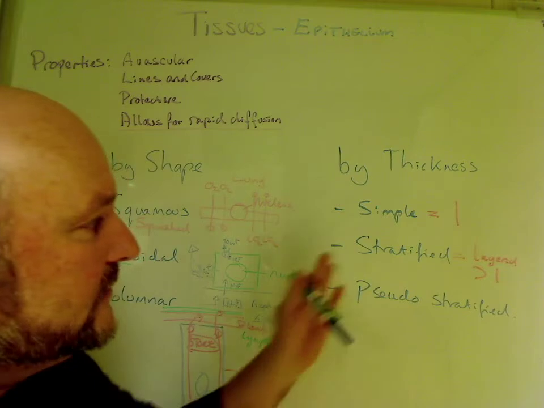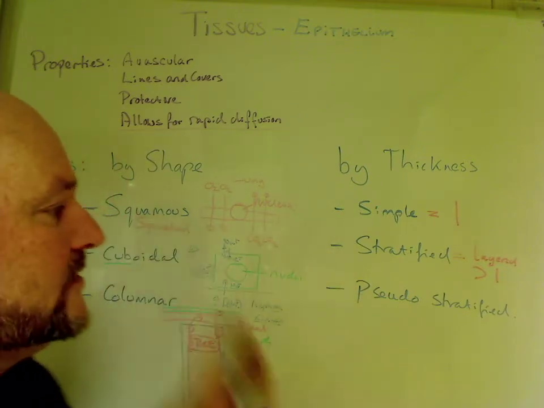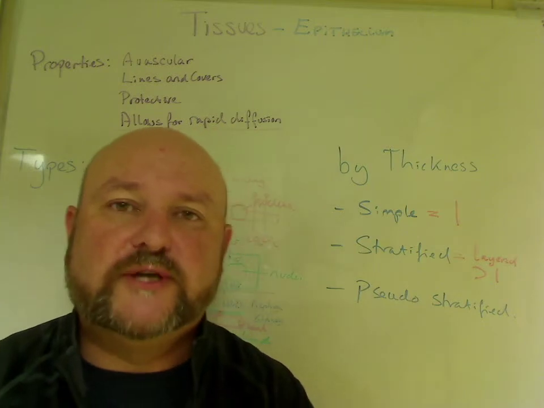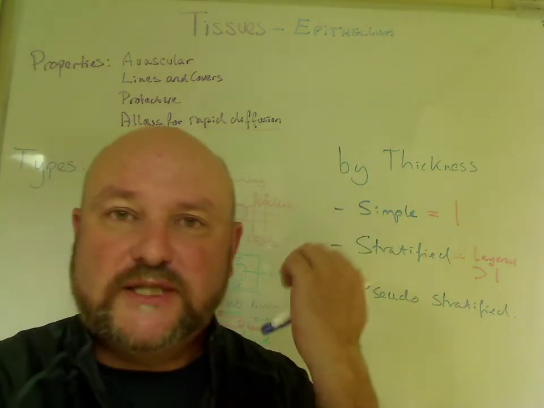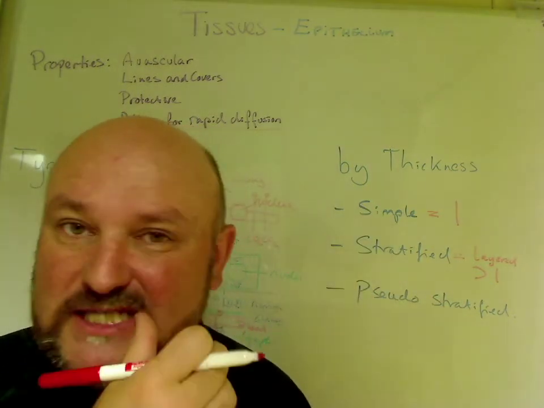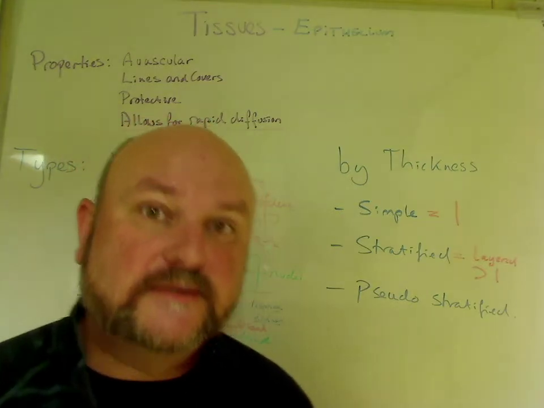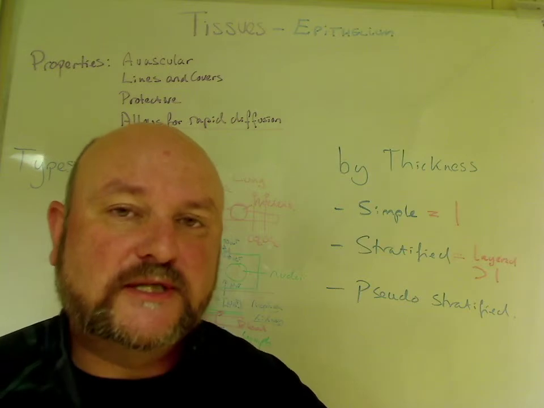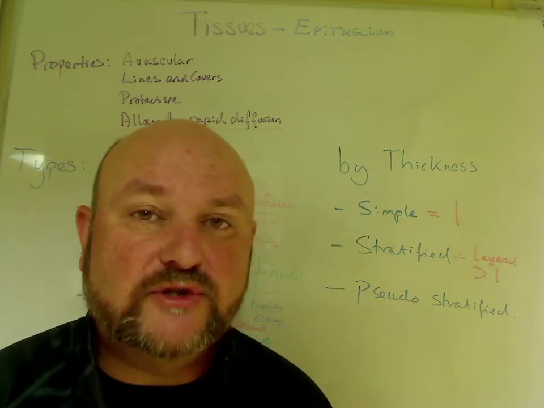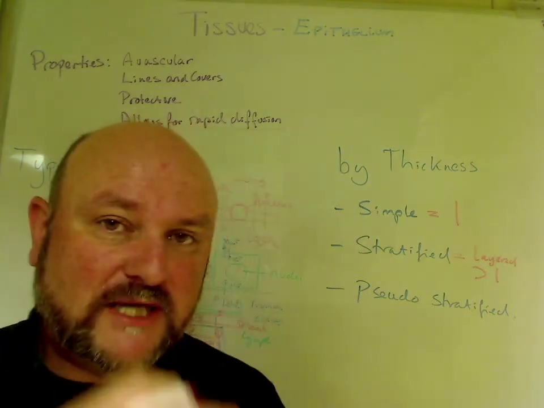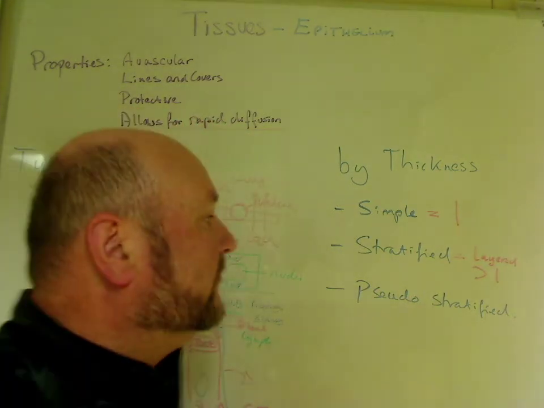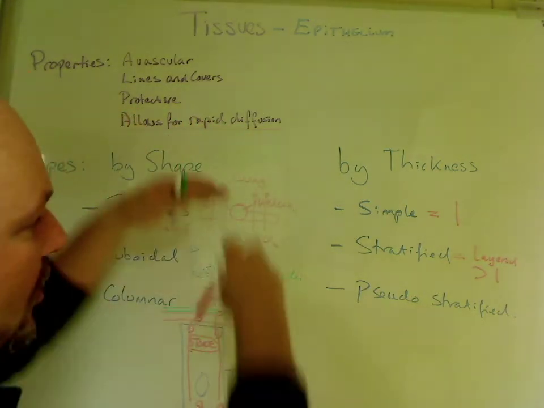Now stratified layers of squamous, well, that's our skin, is keratinized stratified squamous. This is very thick and very protective. Inside our cheeks is stratified squamous. It's non-keratinized, so it's not the same as our skin in terms of its feel and texture, but it is the same cell type. But it's many layers of squamous cells on top of each other.